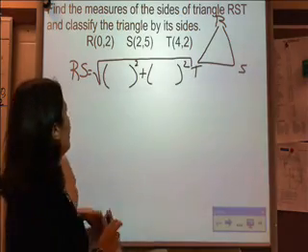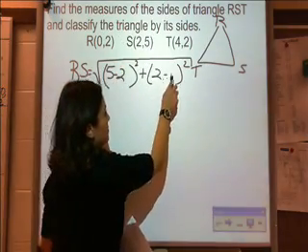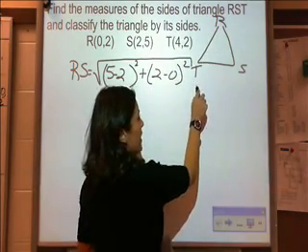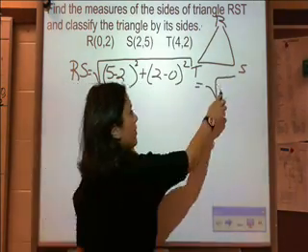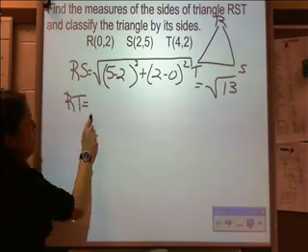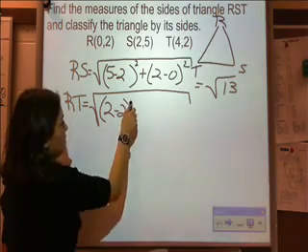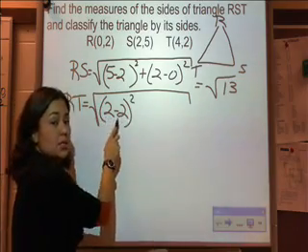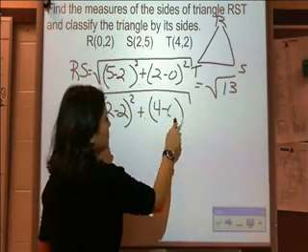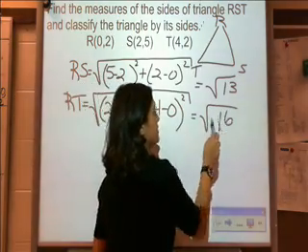Okay. RS, 5 minus 2 plus 2 minus 0. All of those squared and under the square root. And you can go through and simplify that, but you should get equals the square root of 13. Our next side, RT. RT, 2 minus 2. Remember, y2 minus y1. So 2 minus 2 squared plus 4 minus 0 squared. And if you go through and simplify all of that, you should get the square root of 16.